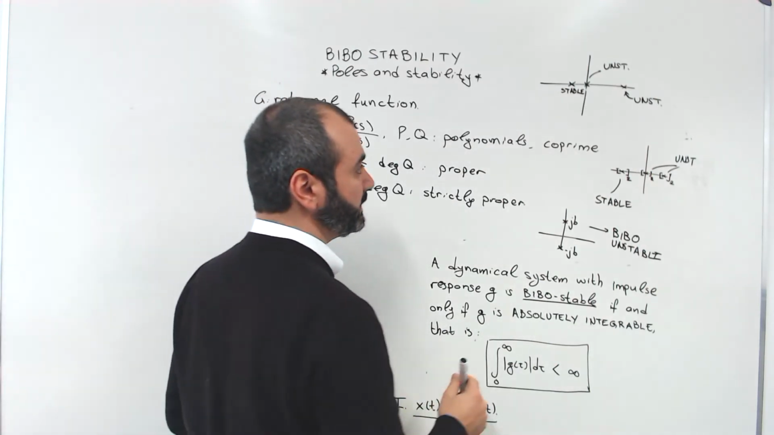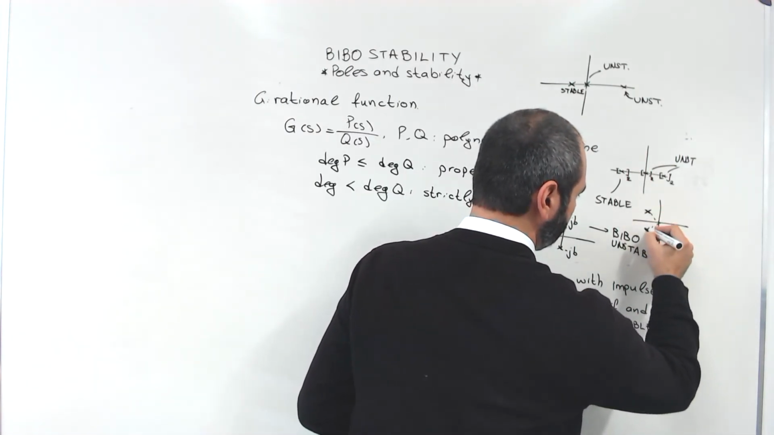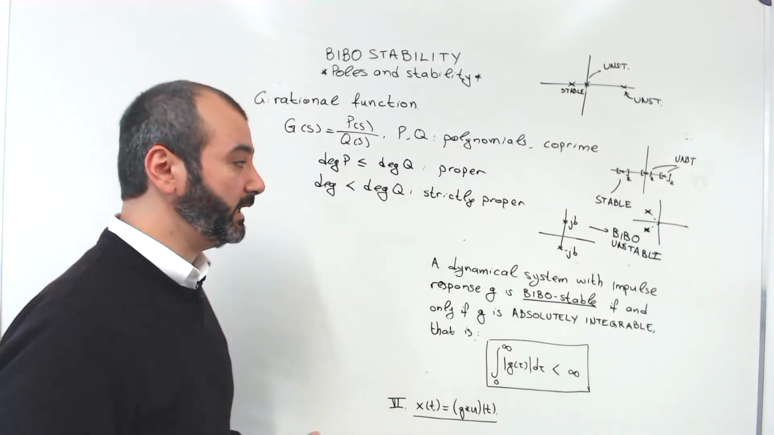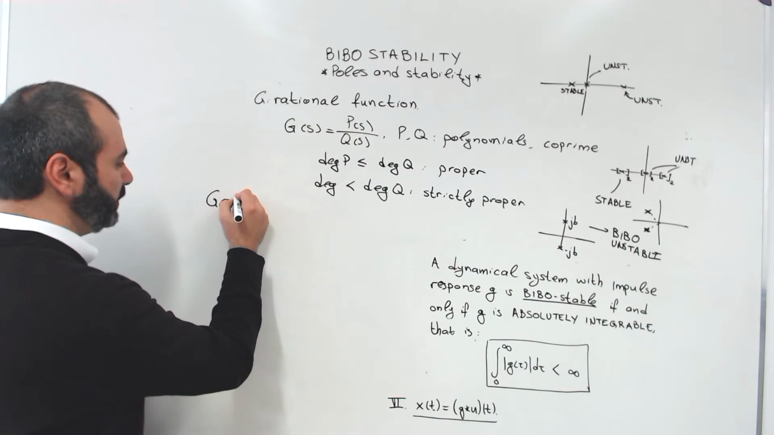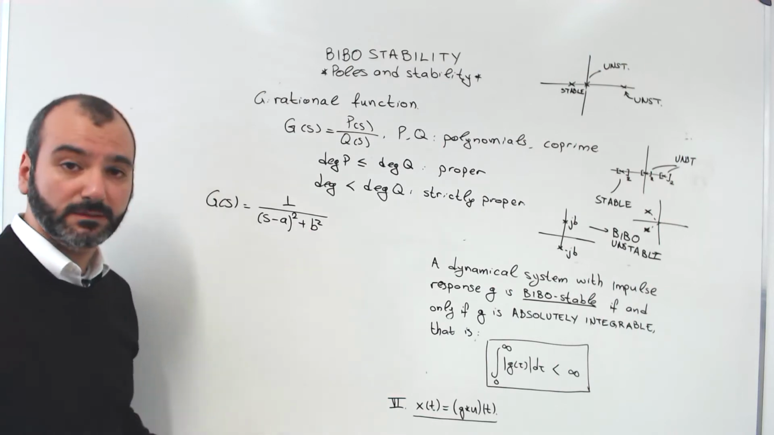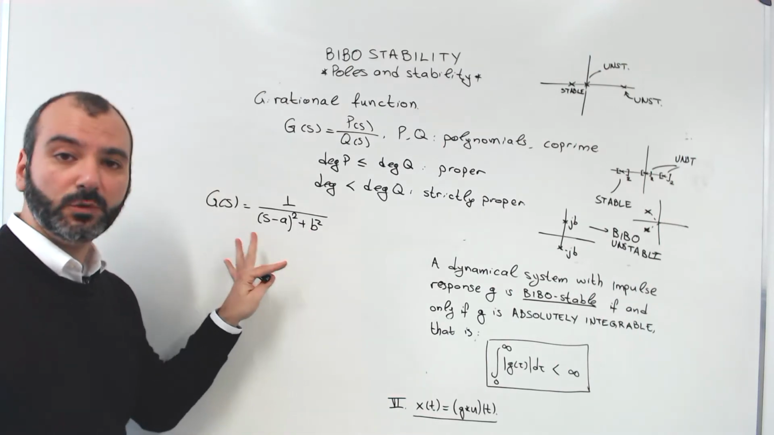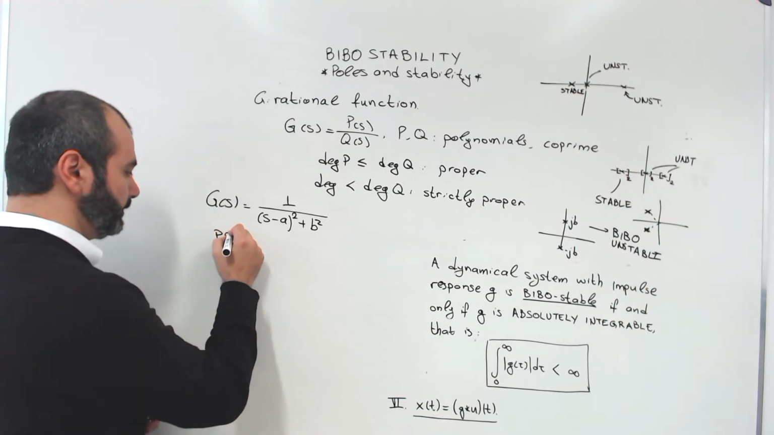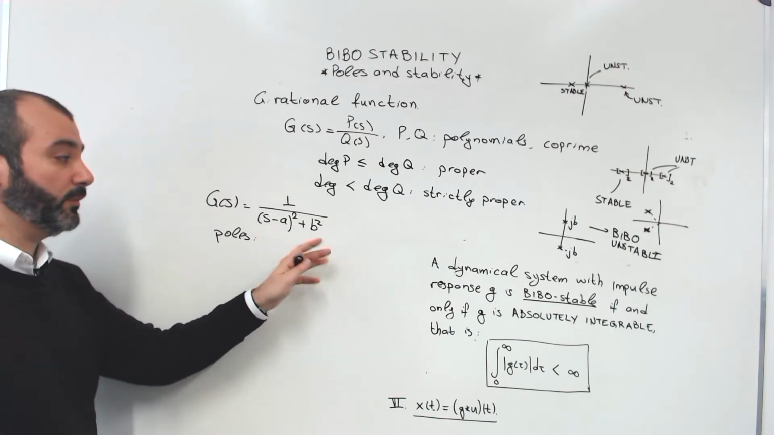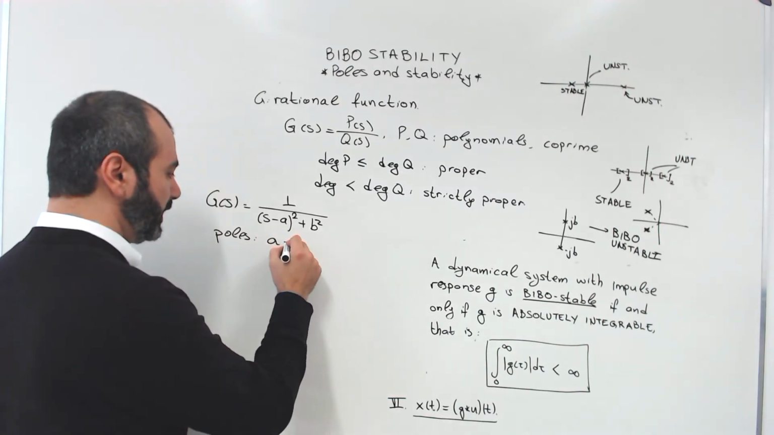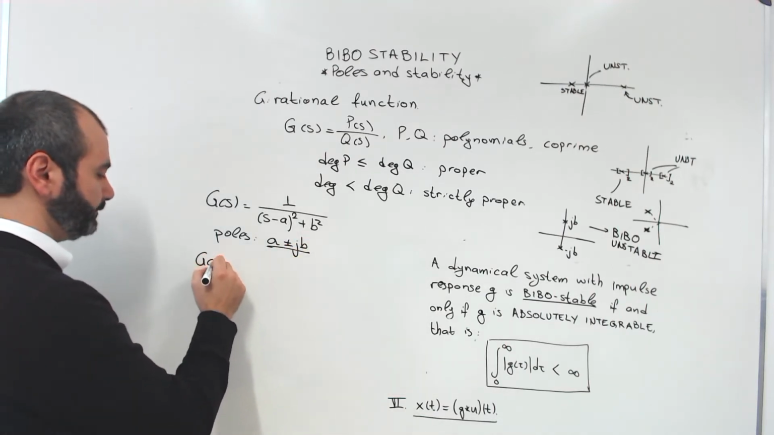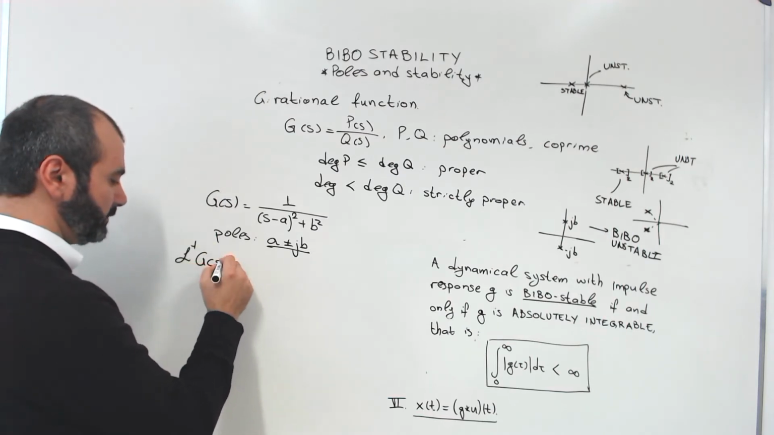Let us now examine this case. What happens if we have a pair of complex conjugate poles? And that will be g of s is 1 over s minus a squared plus b squared. Just to be clear, what are the poles of this transfer function? The poles are the roots of the characteristic polynomial, which is the denominator here, which are a plus jb and a minus jb. And what is the inverse Laplace transform?